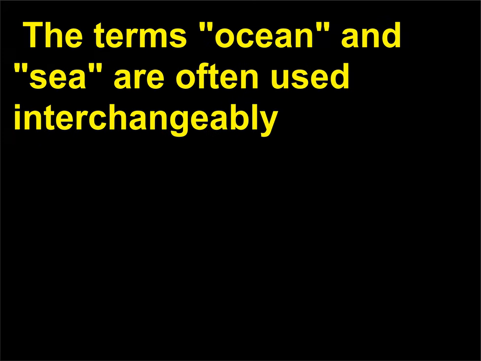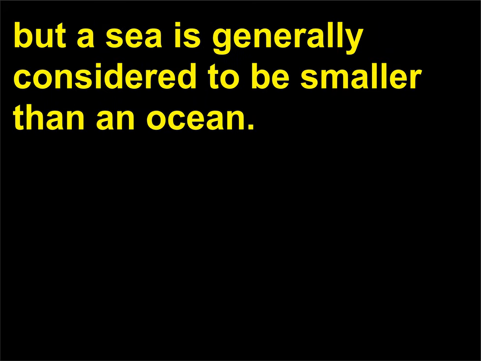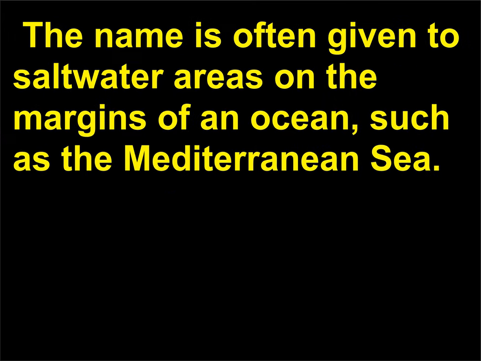The terms ocean and sea are often used interchangeably, but a sea is generally considered to be smaller than an ocean. The name is often given to saltwater areas on the margins of an ocean, such as the Mediterranean Sea.